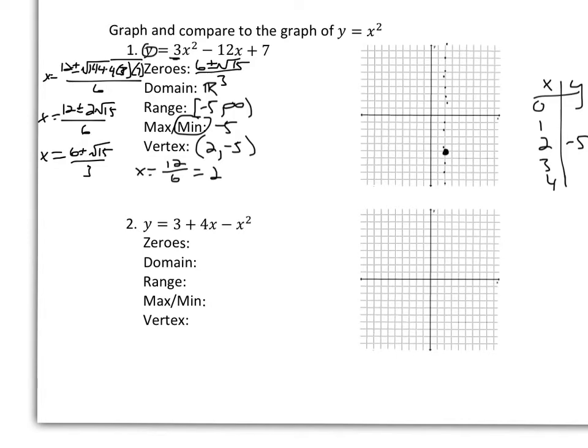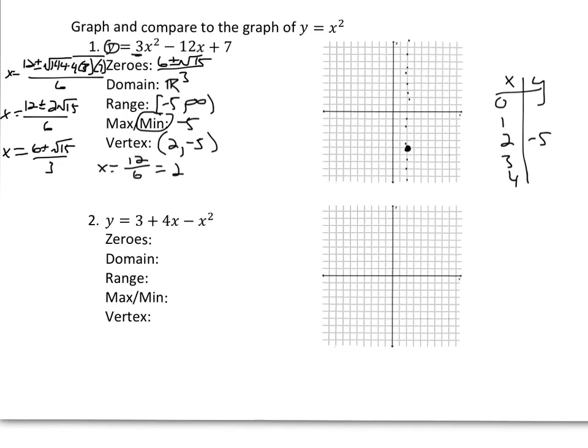All right, and now to graph this, we're going to plug in each of our x values in our table, find our y values, and we should be good to go. So plugging in 0 is real easy, right? When you plug in 0, you're going to be up at 7.